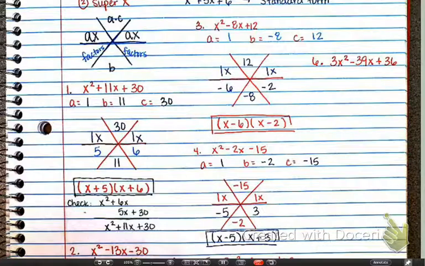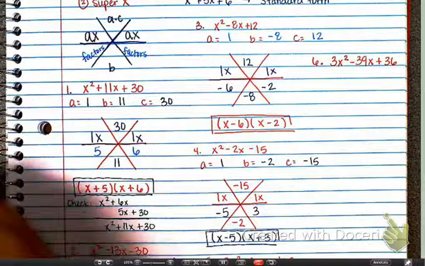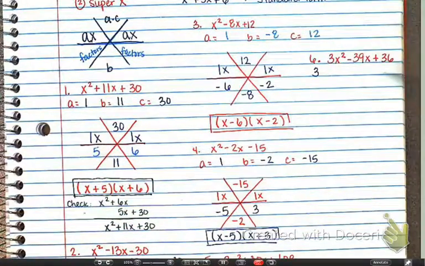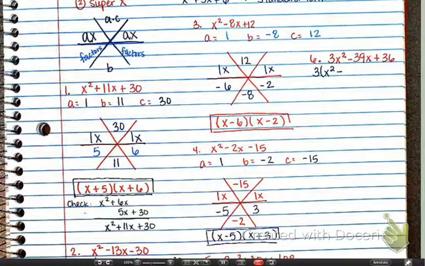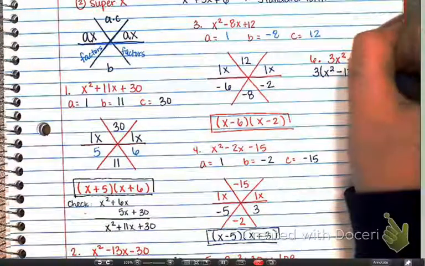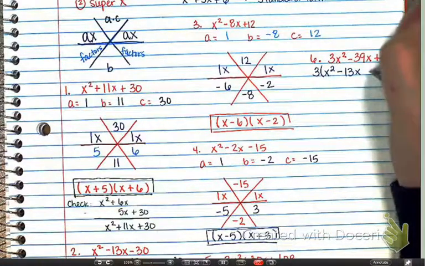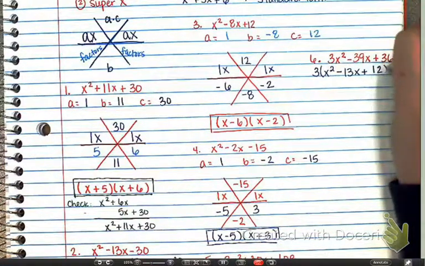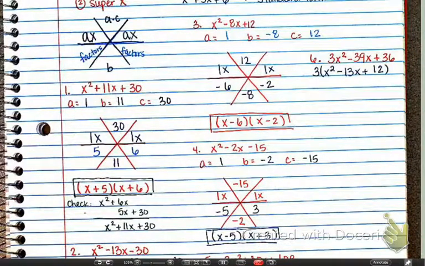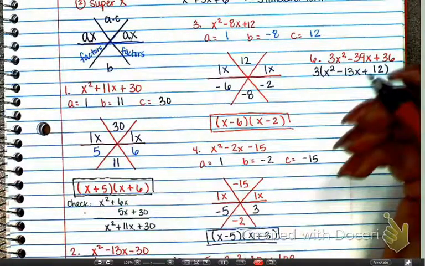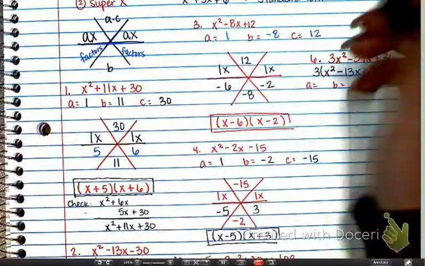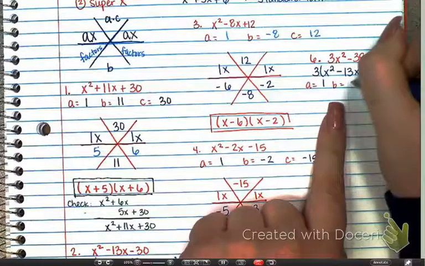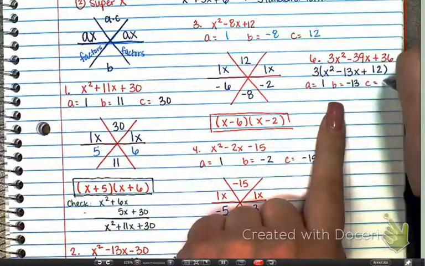So first things first, what can I pull out? What's my GCF? 3. Okay, if I pull out a 3, I'm left with x squared minus 13x plus 12. Okay, so that's step 1. Step 2 is identify your a, b, and c. What's a? 1. b, negative 13. c, 12.